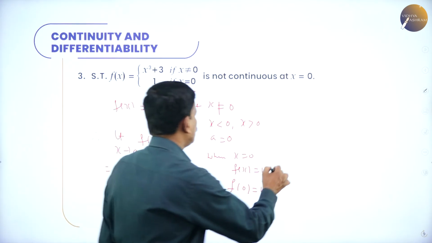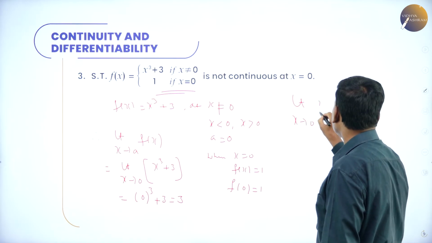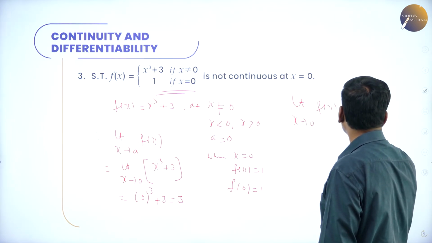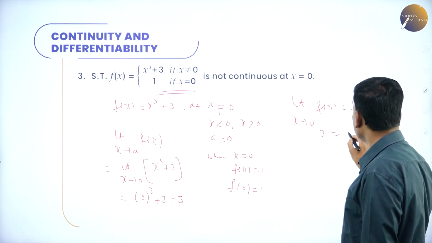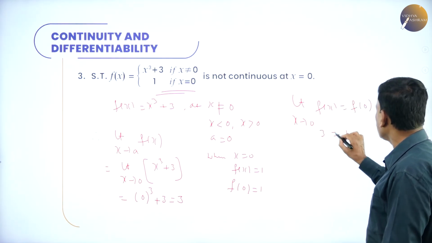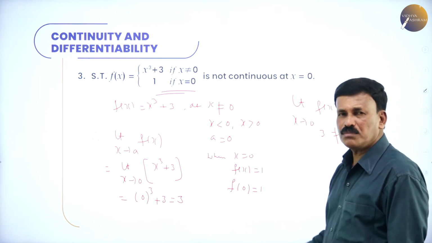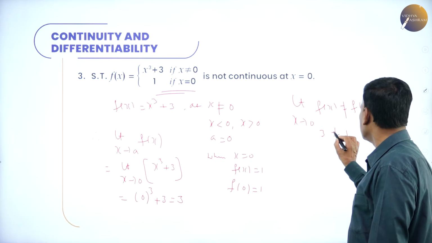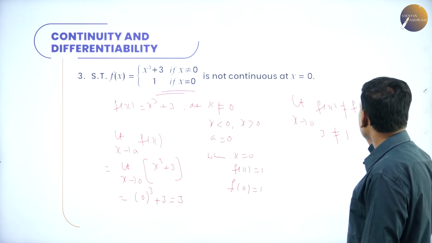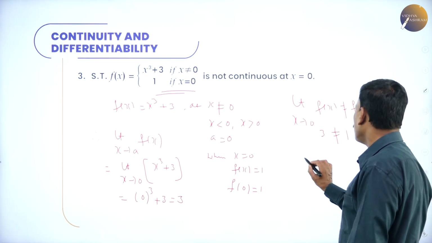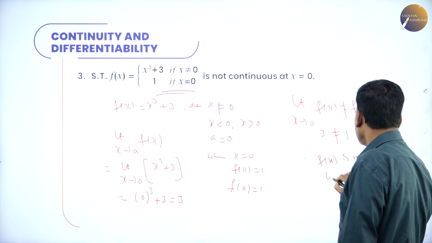Now therefore, what do you say here? Therefore, limit x tends to 0 of f of x versus f of 0. Check whether 3 is equal to f of 0, which is 1. So 3 is not equal to 1. So left hand limit and right hand limit are equal but not equal to the functional value. So limit of f of x is not equal to f of 0. Therefore, f of x is not continuous.